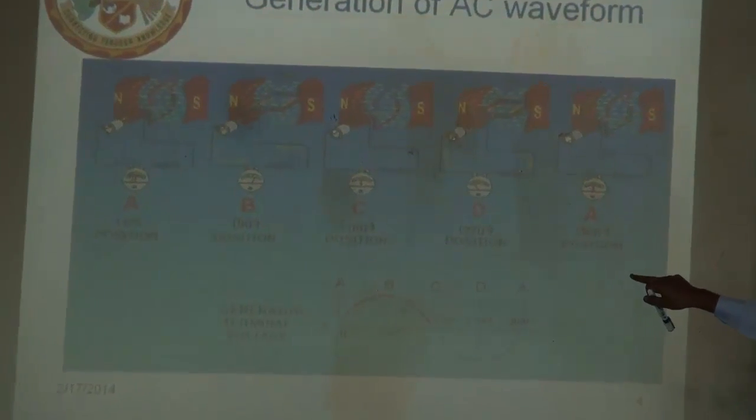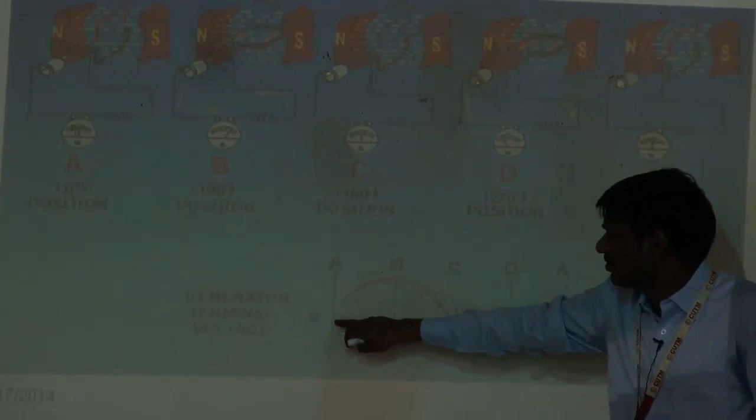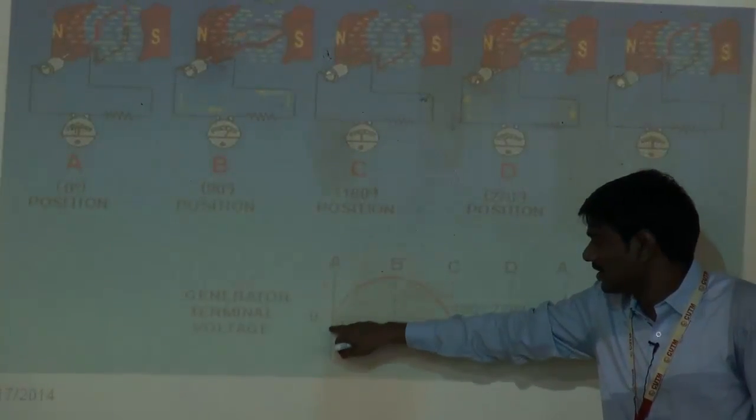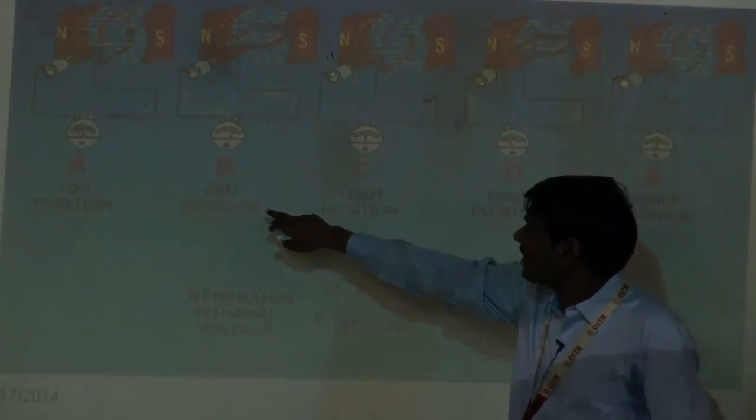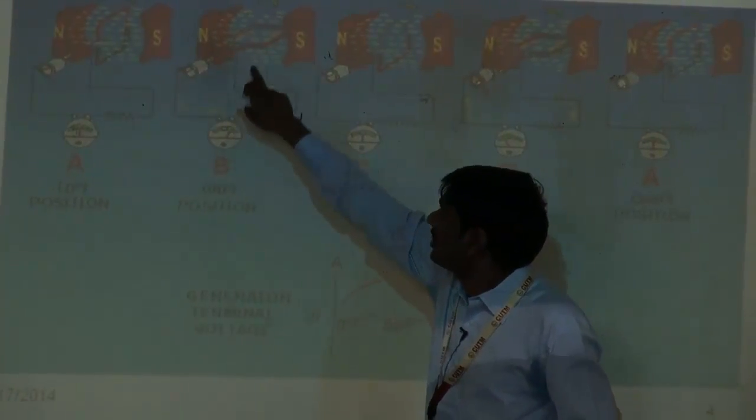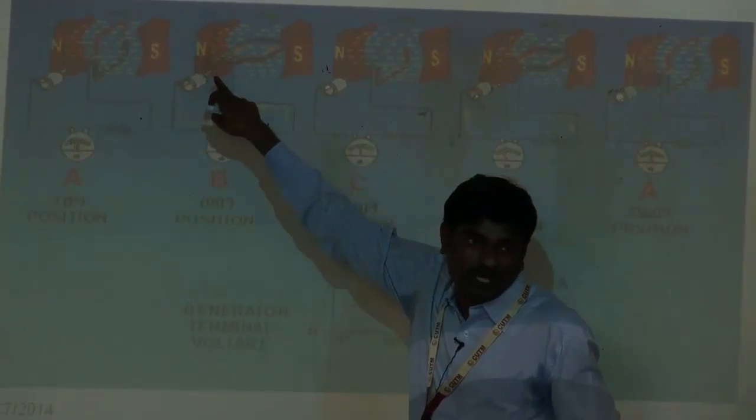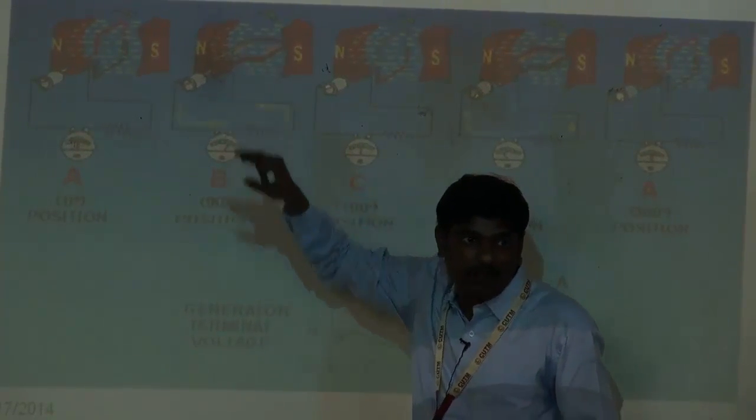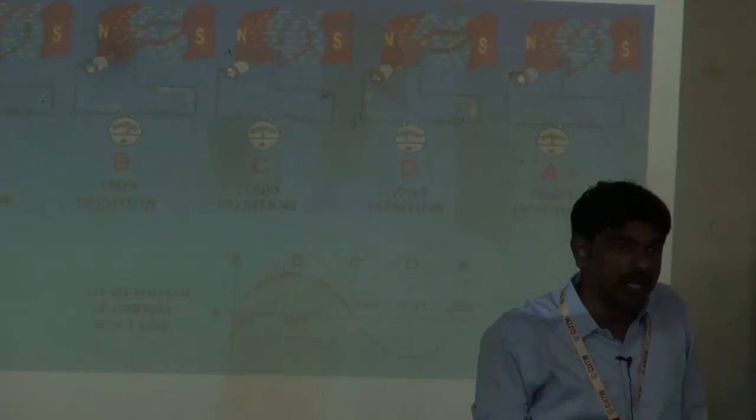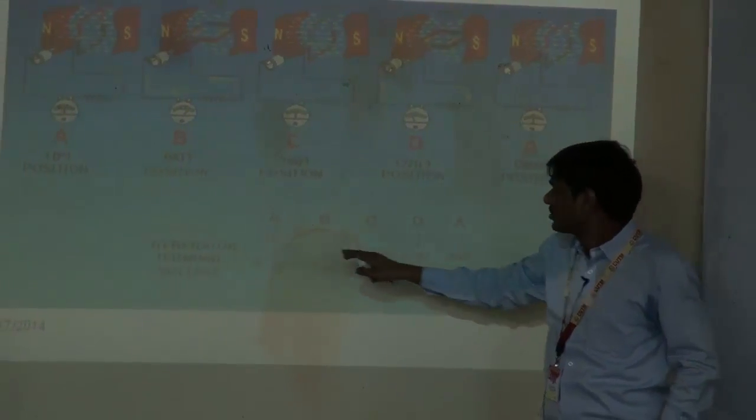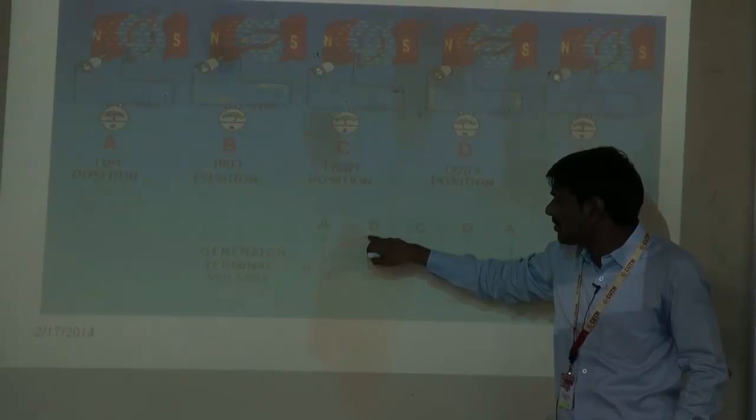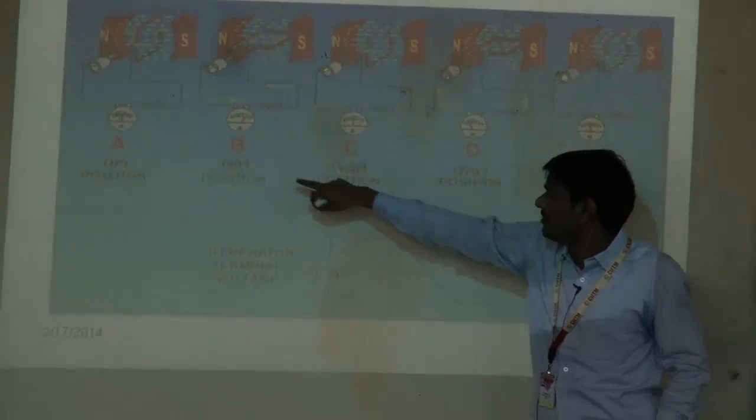So now the position A is at 0 degrees. When it is at 0 degrees, the effect of magnetic flux on the conductors is 0. So the induced EMF is 0 now. So this is the point at A. Now when it is at 90 degrees, the coil is perpendicular to the magnetic field. When it is perpendicular to the magnetic field, the effect of magnetic flux on the conductor is maximum. So here we got the maximum induced EMF at position B.